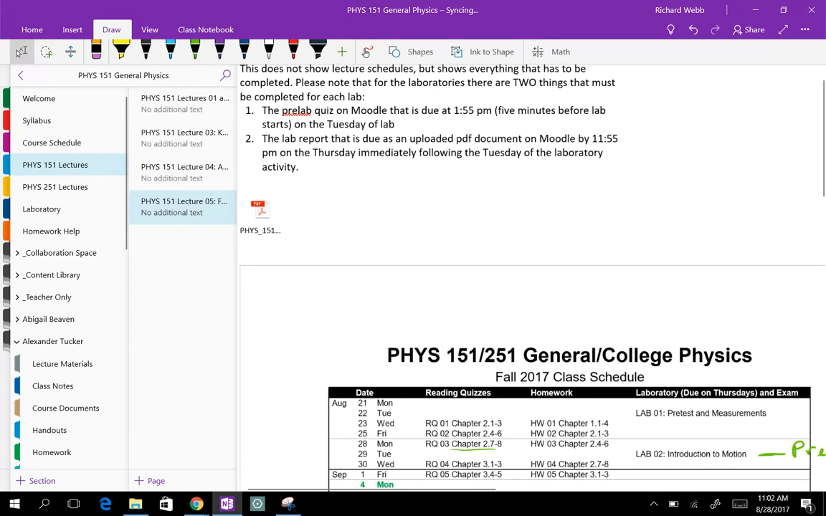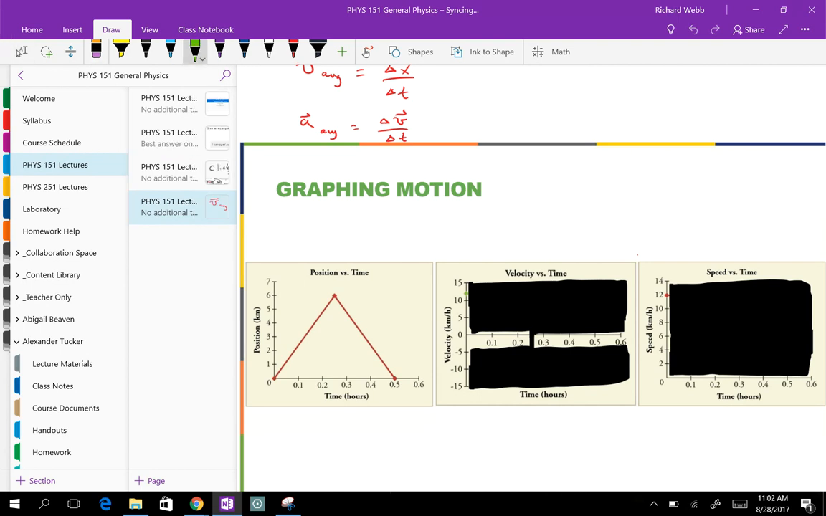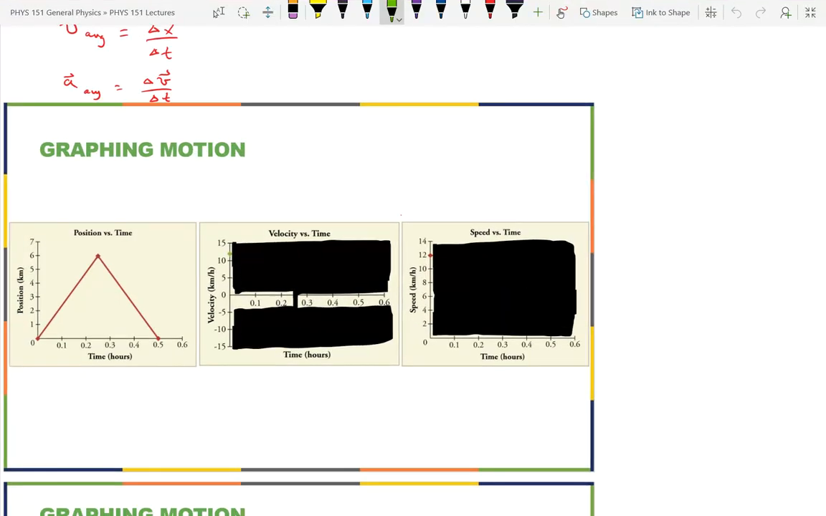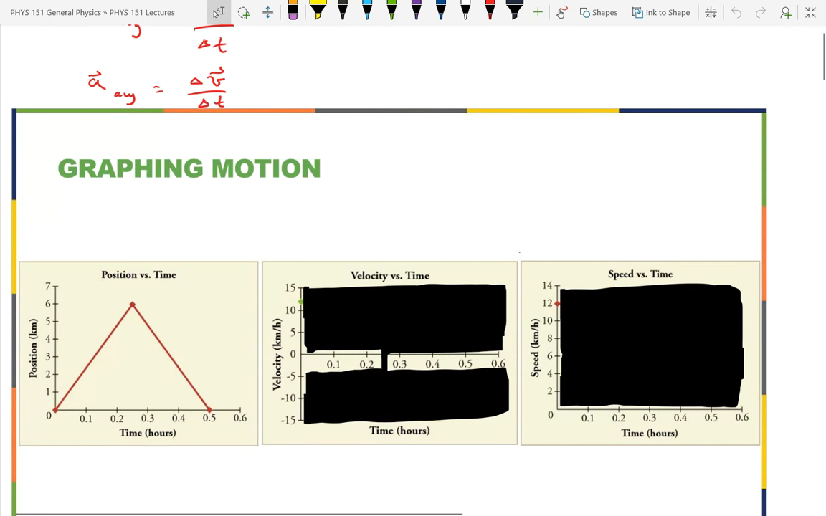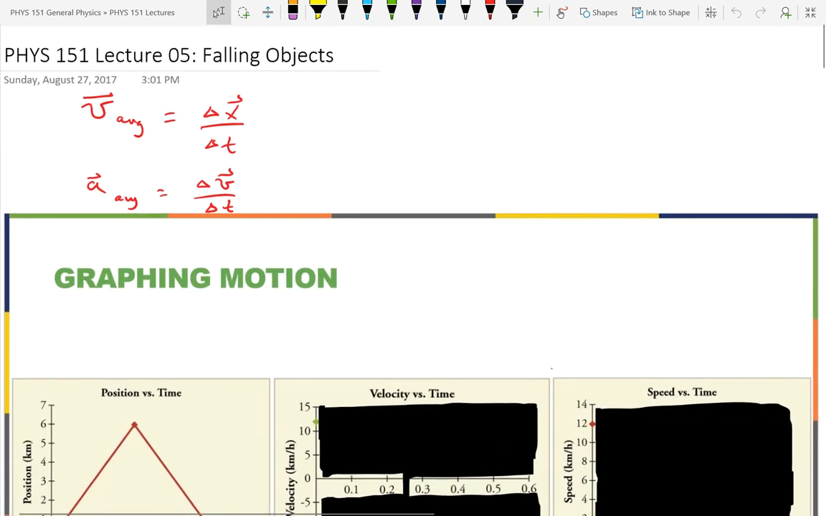That's also where things like my lecture stuff are, and homework stuff. When students come for help with homework, I do them on this so it's available to anyone, what I did to help students with homework.